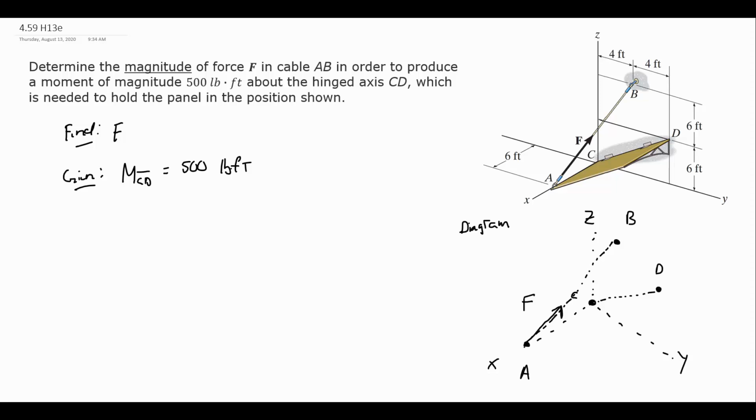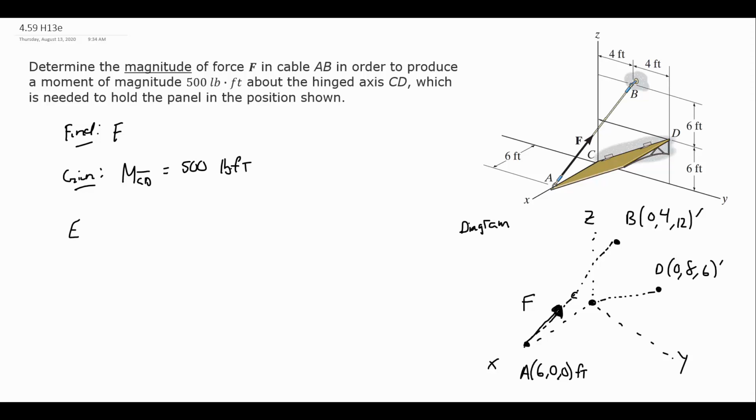So C I know is at the origin, but I need the other coordinates down here. A is located at 6, 0, 0, and this is all in feet. D is going to be on the YZ plane, so nothing in the X. I have to go 8 in the positive Y and 6 in the positive Z. So 0, 8, 6 feet for D. And B is also in the YZ plane, so nowhere in the X direction. I have to go 4 feet in the Y and 12 feet in the Z to get to B. All right, and we'll see again why all of these are going to be important here.